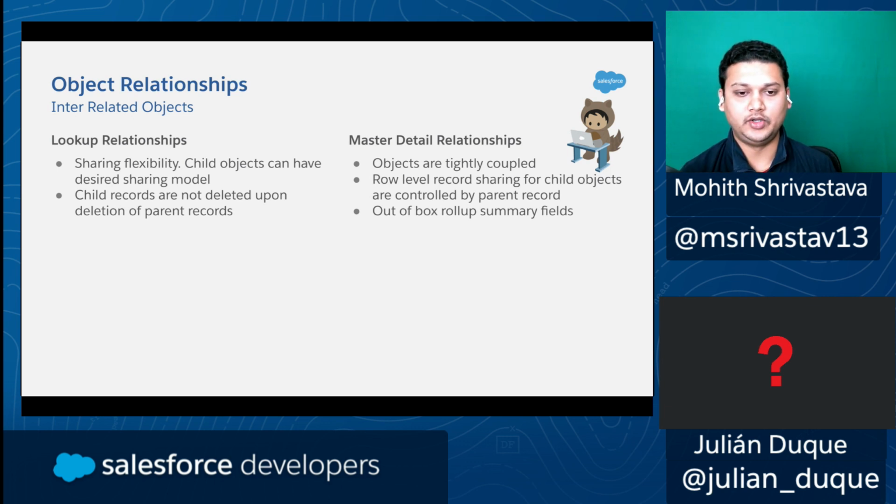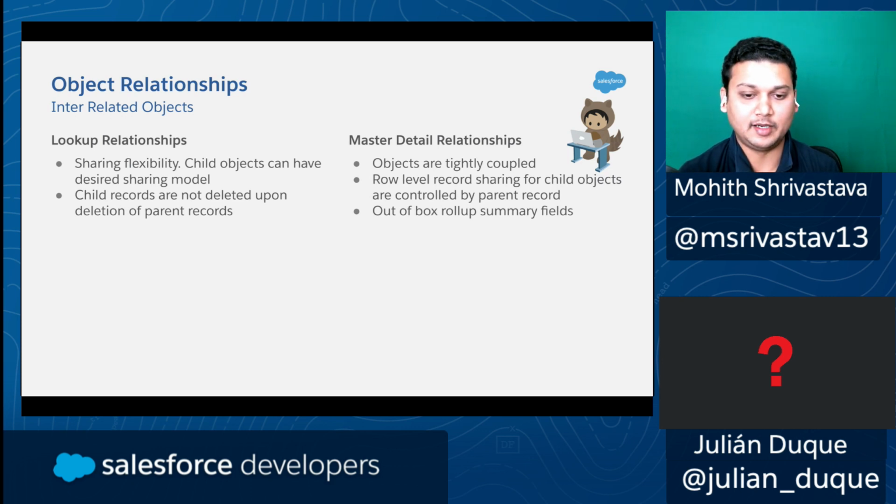But essentially, your master detail relationship. In master detail relationships, objects are tightly coupled, and we have the security feature in Salesforce of record level sharing. For example, you can set the visibility of the records to the row level in Salesforce. For master detail relationships, one of the core aspects is that your child cannot have a different sharing visibility. It has to follow whatever is set up for the parent record.